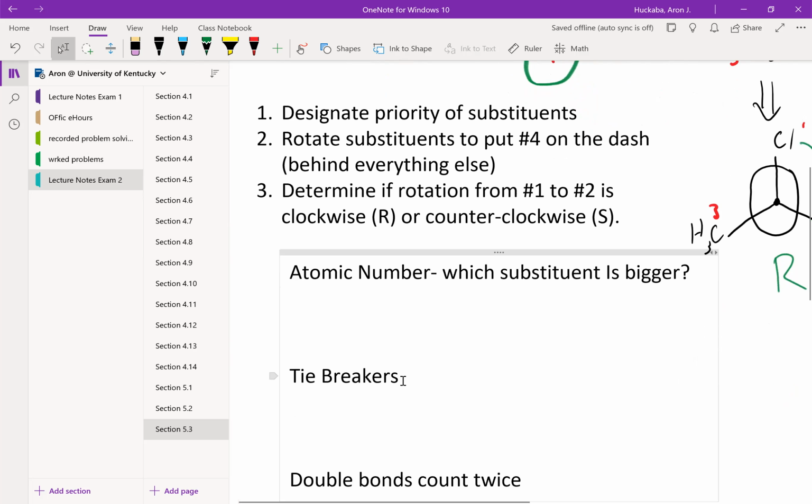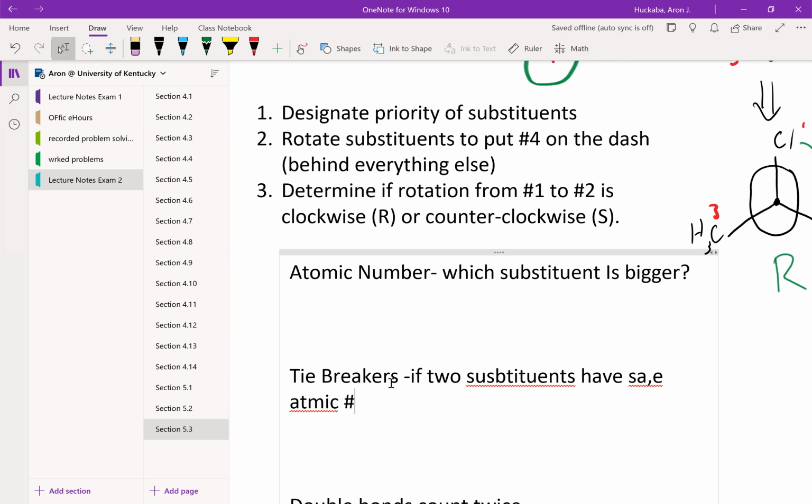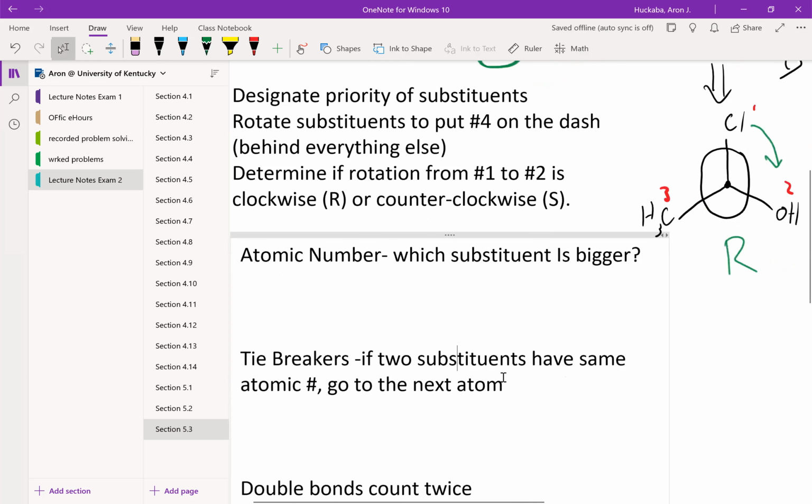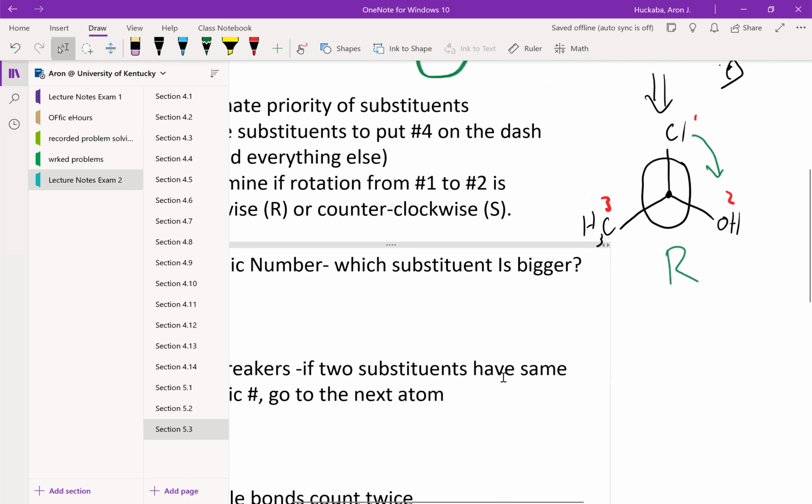Okay, and there can be tiebreakers when you do this. What that means is if two substituents have the same number, then you go to the next atom. Let's do one of those together, where you have a tiebreaker. So let's say that you have these two molecules.